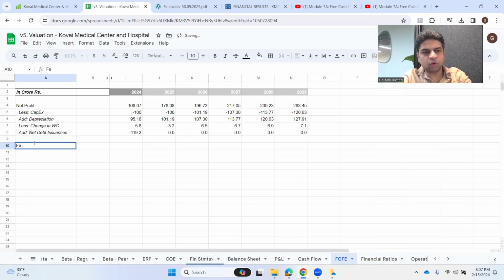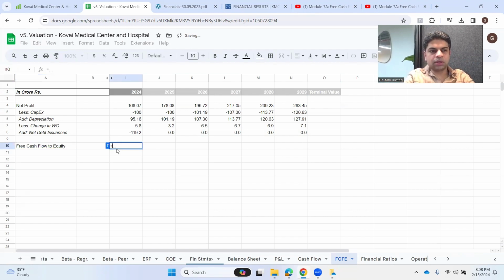So what's the free cash flow? By the way, there is a terminal year value, terminal value. So free cash flow to equity is the sum of all. We already have the signs prefixed, so it's the sum of all. Let's drag this.